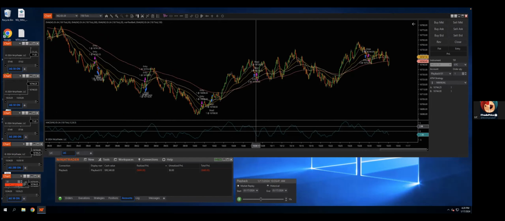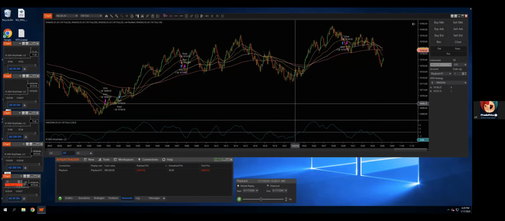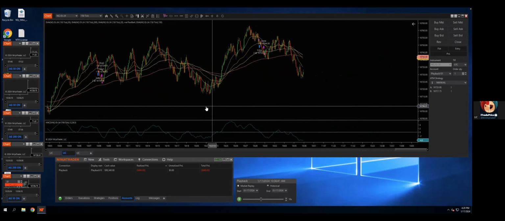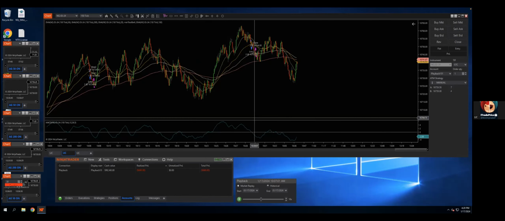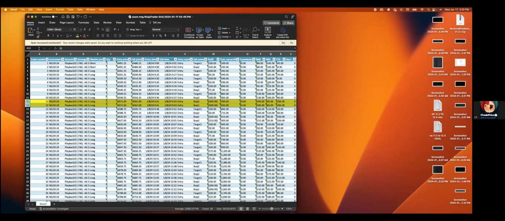Apex accounts, you really have to watch for those drawdowns, right? That's the one that'll kill you. So you have to keep them to a minimum and be very selective. And that's why I use this a lot as well when we do that playback.